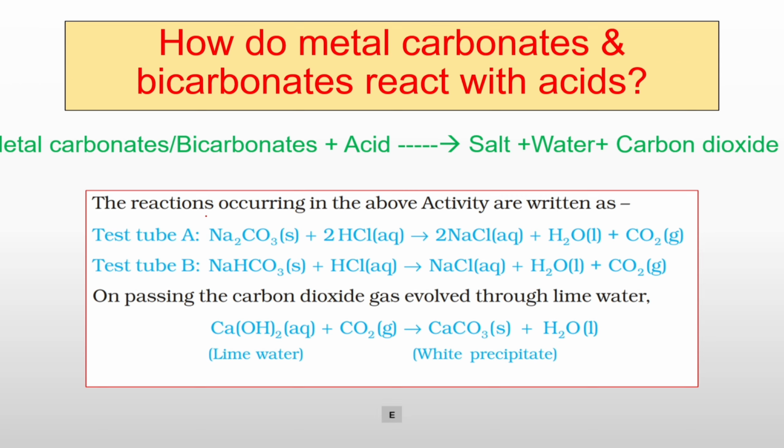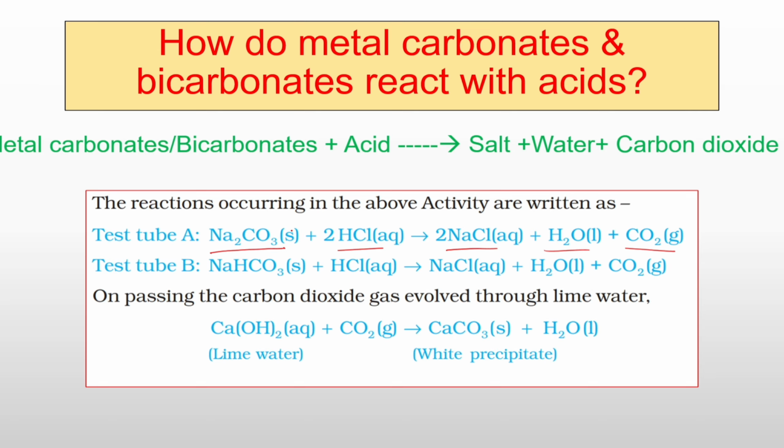How do metal carbonates and bicarbonates react with acid? Both of them react in the same manner. Metal carbonates and bicarbonates react with acid to form salt, water, and CO2. This part is very important: it releases CO2. So we have two types of reactions. You can see this is sodium carbonate. So we have sodium carbonate, then acid, and it forms salt, water, CO2.